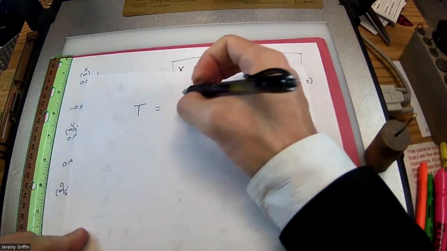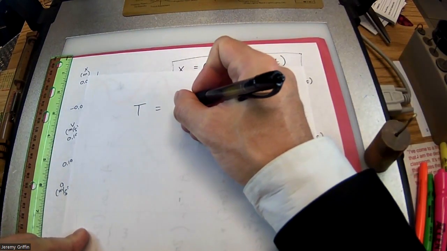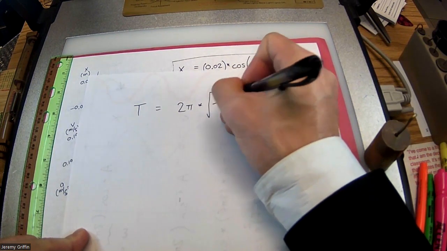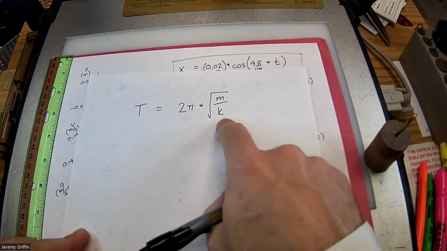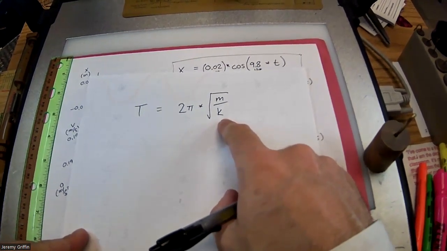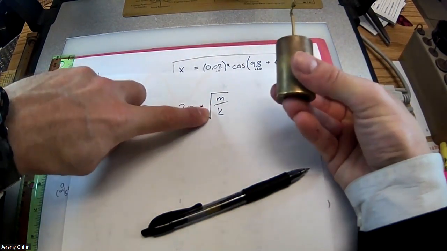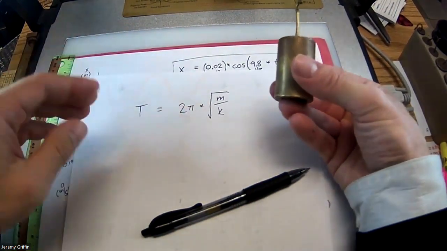Let's go back to that time period. What's the time period for an oscillating pendulum? 2 pi times the square root of m over k. Boom, 2 pi square root m over k. Okay. Does that have anything to do with amplitude? No. All it has to do with is what mass I attached to it and what spring I attached, right? That's it.